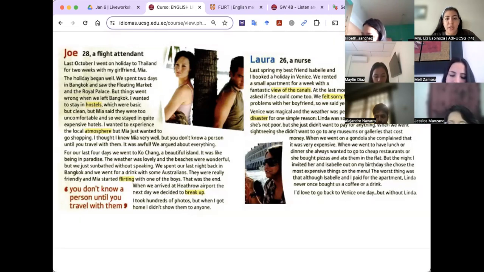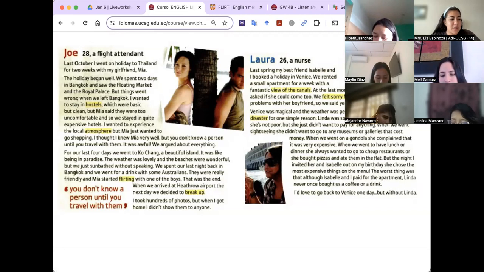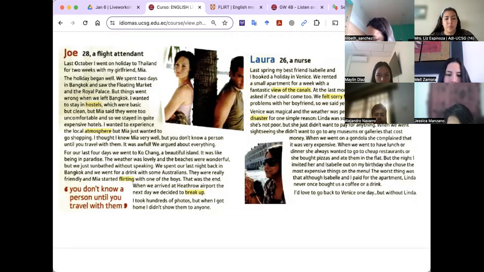Remember, we're talking about Venice. It says that they rented a small apartment for a week with a fantastic view of the canals. So, which is the view of the canals? No? Do you have any idea how Venice looks like? No? Or nothing at all?